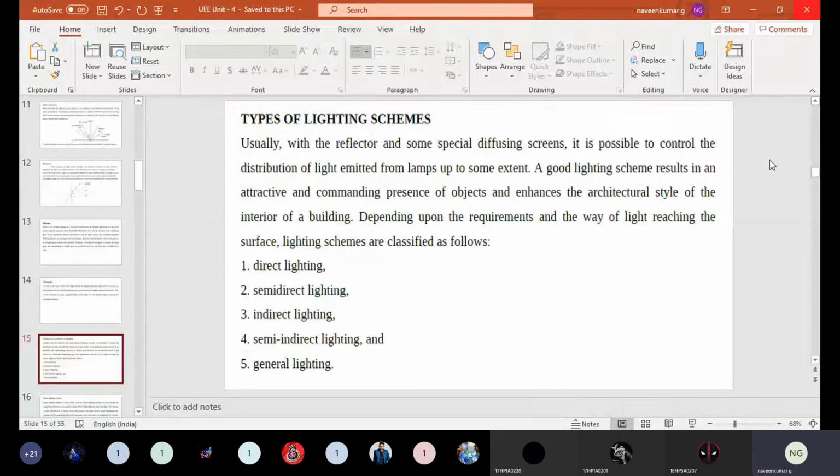So here, as you have already seen the intro to this, the types of lighting scheme, we are going to see what exactly is covered in your syllabus, according to your JNTUK curriculum. So first we are going to understand the types of lighting schemes.